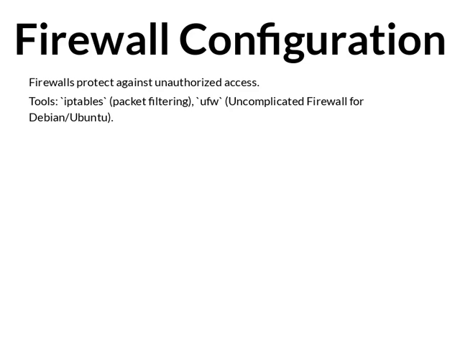Firewalls protect systems from unauthorized access. Common tools include iptables for packet filtering and UFW, or Uncomplicated Firewall, for a user-friendly experience on Debian-based systems.